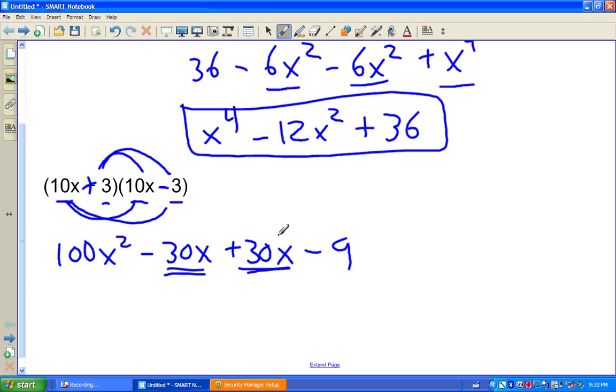Plus 30x minus 30x, these cancel and go away. So you're left with a perfect square, which is 100x squared. Both the number and the variable are perfect squares, minus 9.